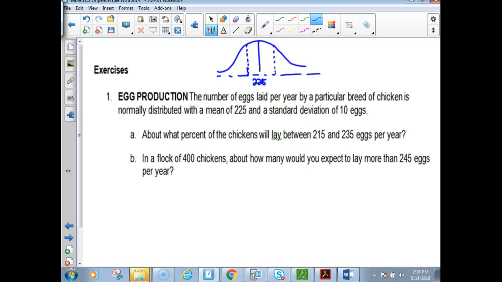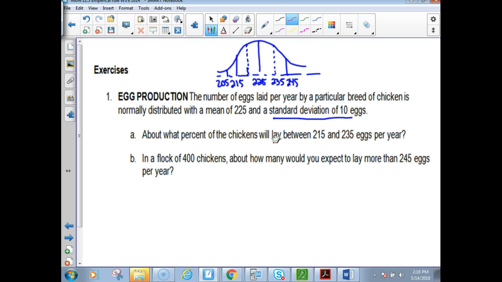What would be those labels? It says a standard deviation of 10 eggs. So it'd be 235, one standard deviation to the right. And then after that, two standard deviations to the right would be 245. To go to the left, it'd be 215. And then one more down would be 205. So let's see what we needed.